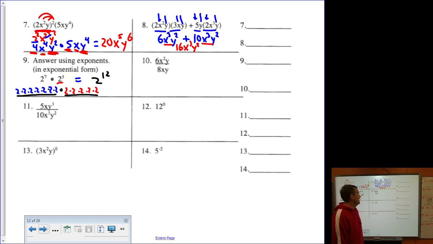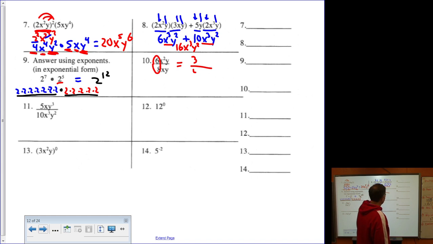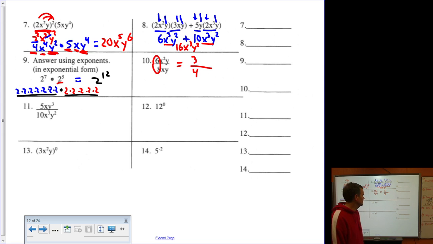Whew. Number 10. I have a fraction I need to simplify. So I would start by simplifying the coefficients, 6 over 8. You could do that on your calculator if you're not sure how. That would be 3/4. And then I start canceling out the x's. I have 2 x's on top and 1 x on the bottom. So when I cancel them out, I'm always going to end up with x's where there are more of them. And there's more of them on top. So I'm going to end up with x's on top, not the bottom.